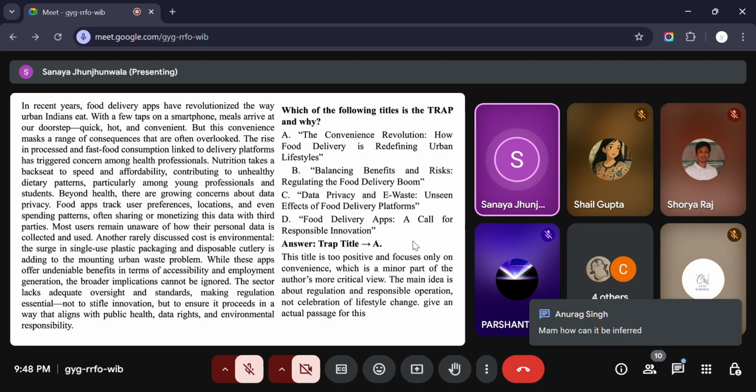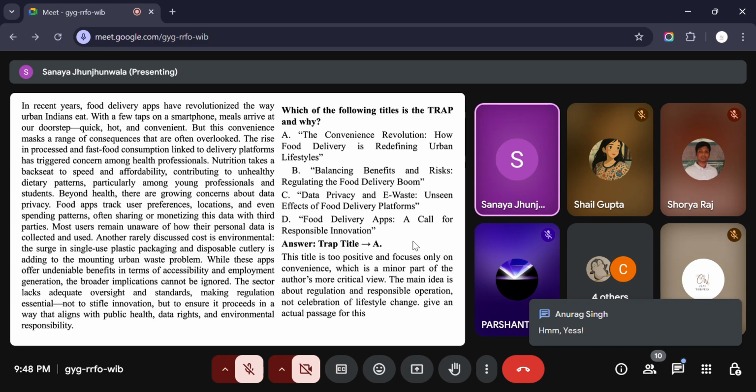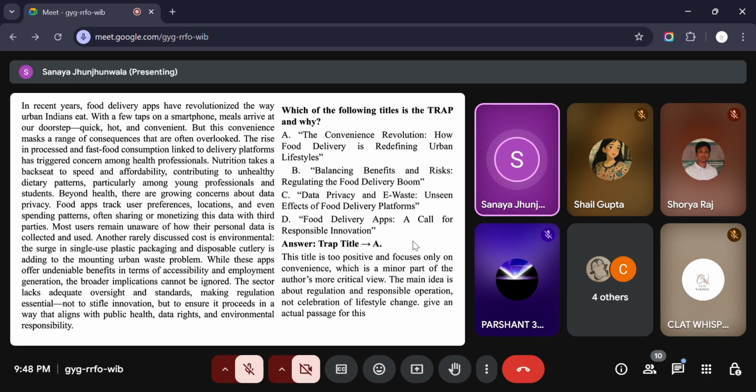So it cannot be inferred basically, but if you read the last line, the sector lacks adequate oversight and standards, making regulation essential, not to stifle innovation, but to ensure it proceeds in a way that aligns with public health. Basically, when they're calling for responsible innovation, they're talking about innovation with proper oversight and responsibility. But it is not the main idea, yes. Look at the last two lines: not to stifle innovation, but to ensure it proceeds in a way that aligns with public health. That is how option D can be inferred, but it's a very vast inference, not something which is directly inferred.